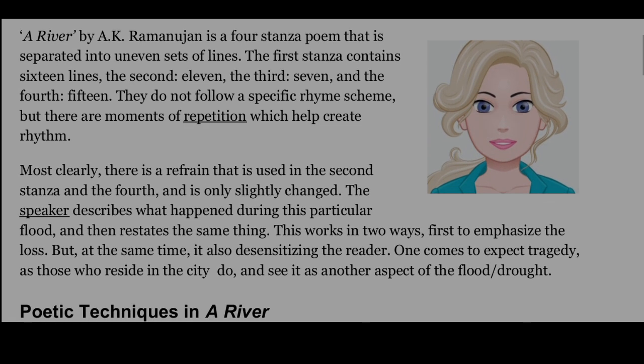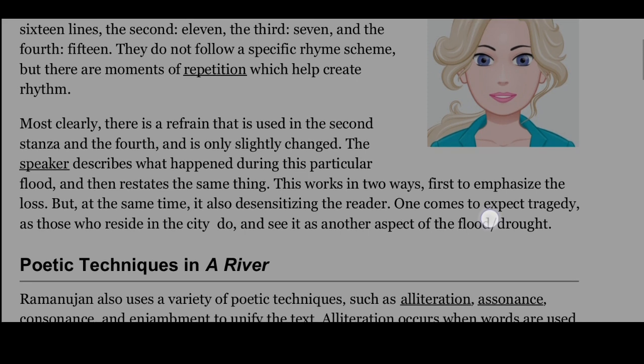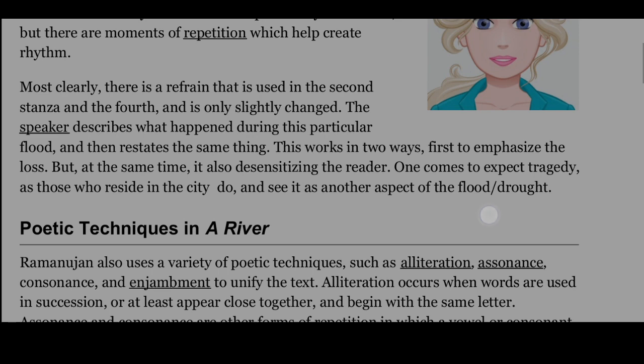A River by AK Ramanujan is a four-stanza poem that is separated into an uneven set of lines. The first stanza contains 16 lines, the second 11, the third 7, and the fourth 15. They do not follow a specific rhyme scheme, but they are movements of repetition which help create rhythm.